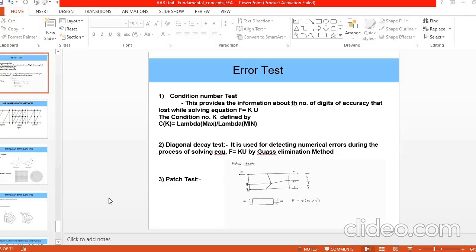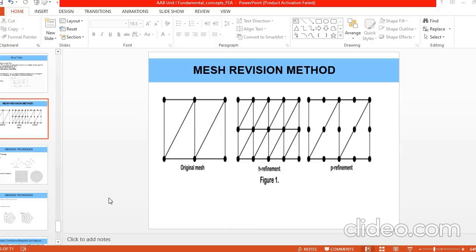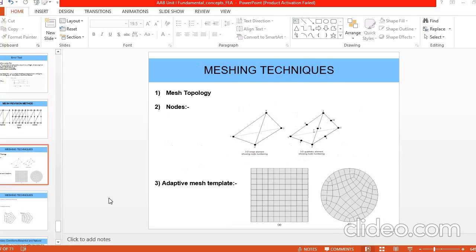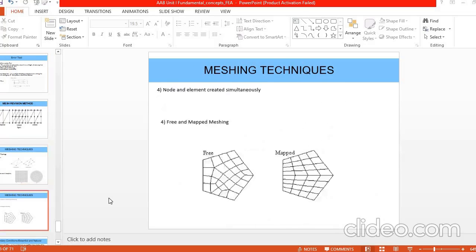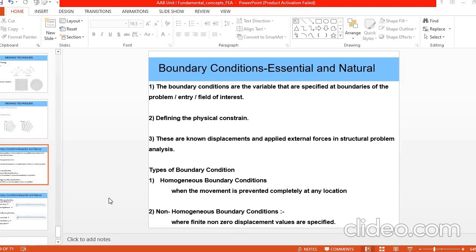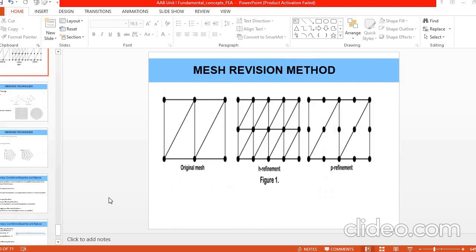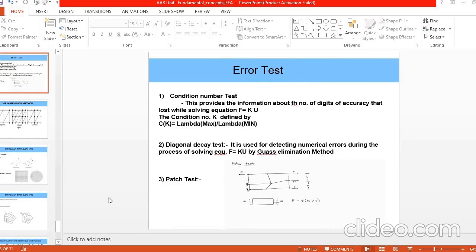Hello students, today we will see error test, mesh revision method, meshing techniques and boundary conditions. So the first topic is error test. If a numerical error is detected, the FEM model needs to be revised and the analysis has to be repeated.